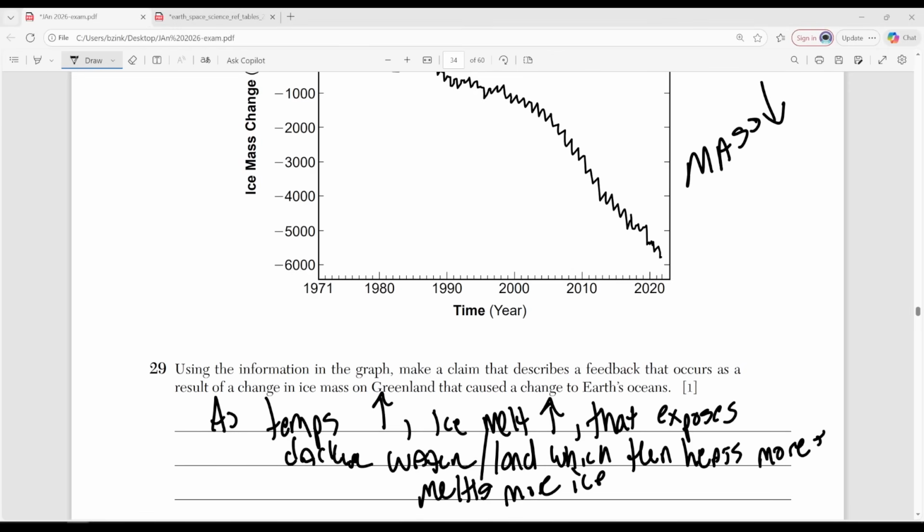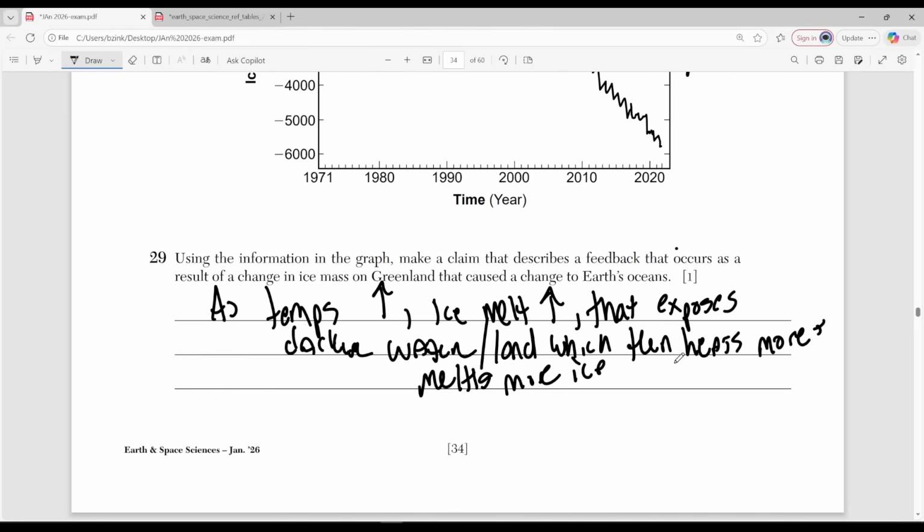You could also go the route of water. This is going to release fresh water that's going to dump into the oceans, which is going to make sea level rise. That's a good one. You could say if fresh water is melting, then the salinity of the ocean around it is going to go down. So there's a couple you could do, but this is a feedback.